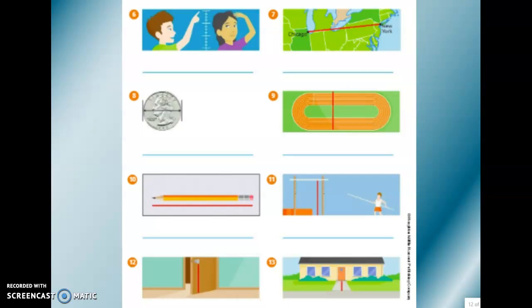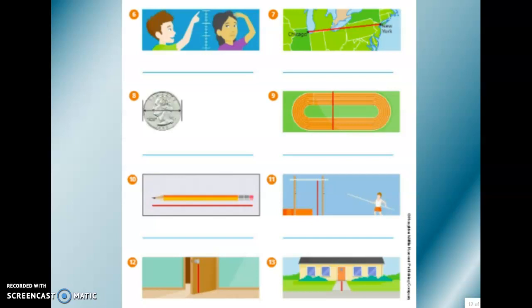Let's take a look at our pictures here. Okay, think. Everything is based on 1 meter. Look at number 6. He's measuring her height. Would you measure someone's height in meter sticks? Think about it, 1 meter stick and then 2 meter sticks, and already she's probably going to be beyond just 1 meter, but 2 meters is going to be too big.